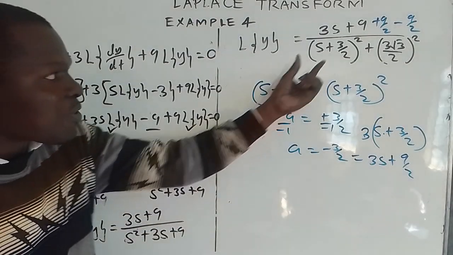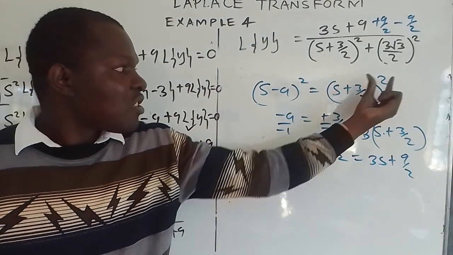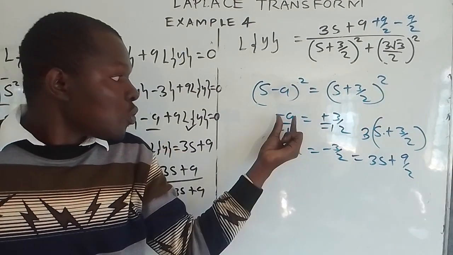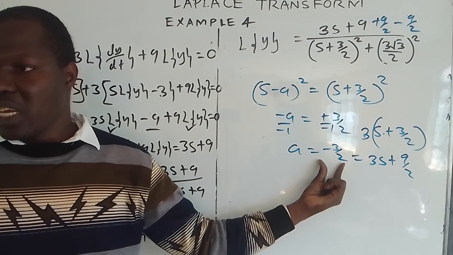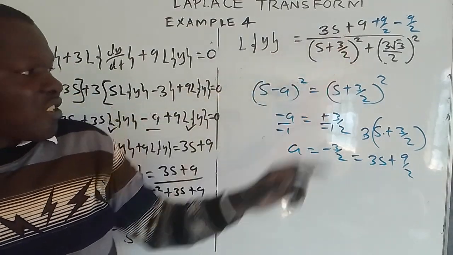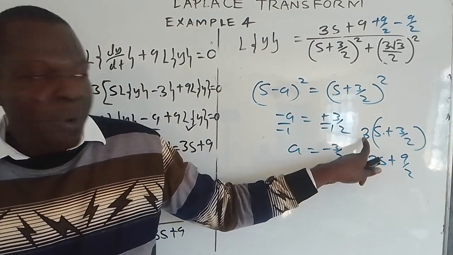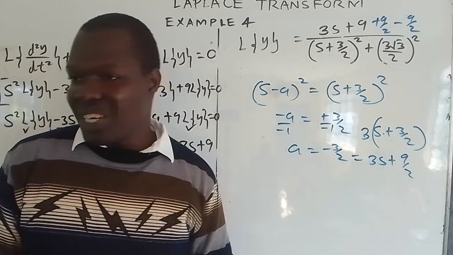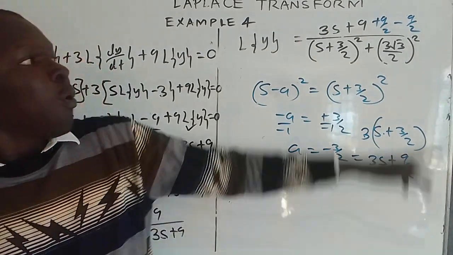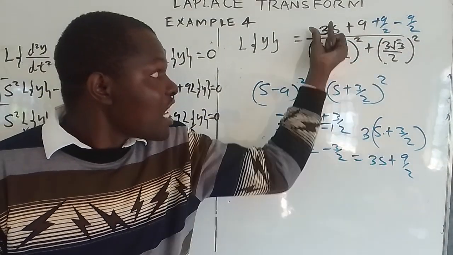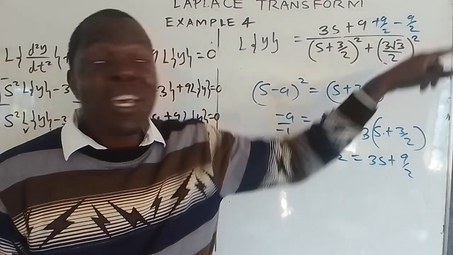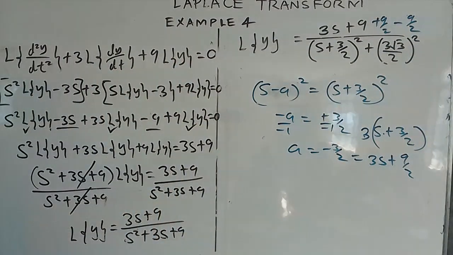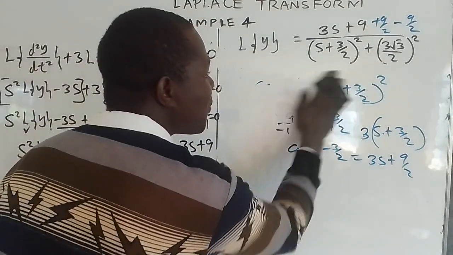Because you know very well that from here, s plus 3 over 2 squared is the same as s minus a squared. You use this comparison to get the value of a to be negative 3 over 2, isn't it? Then in the numerator, you have 3s. So you imagine you put your 3 outside the bracket. So 3 times everything inside the bracket, meaning in the numerator, you're supposed to have 3s plus 9 over 2, isn't it? So when you add 9 over 2 in the numerator to get 3s plus 9 over 2, you must subtract that same 9 over 2 to balance the equation. Are you getting the explanation? Good.